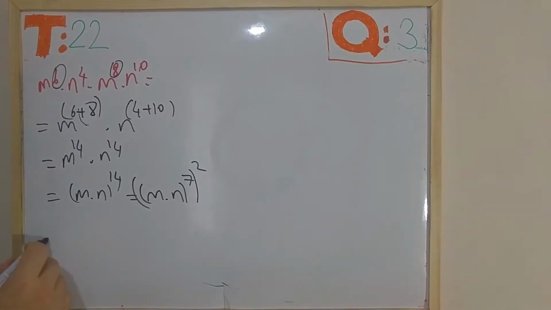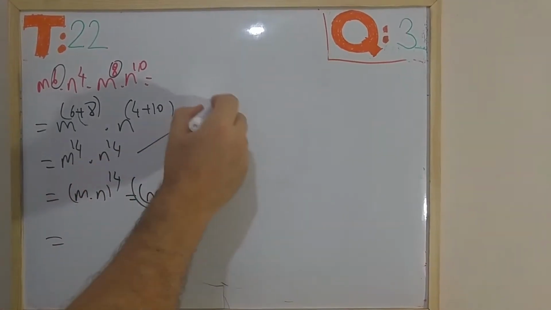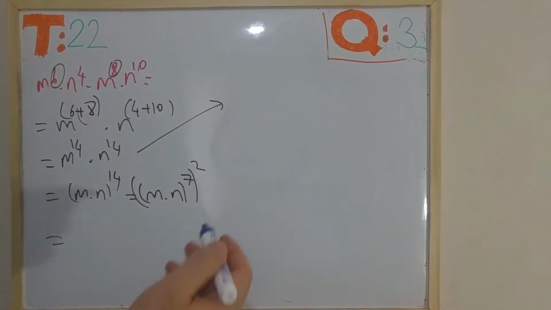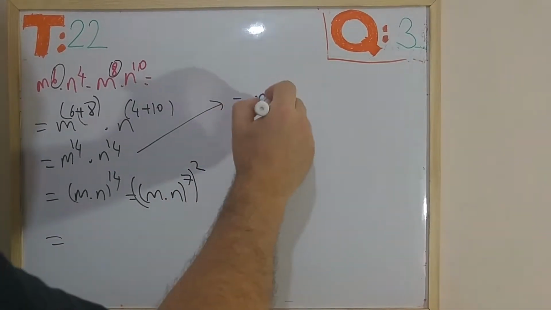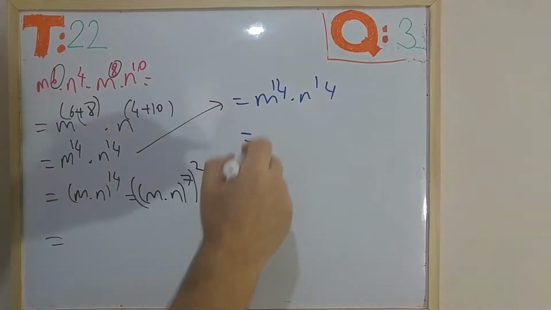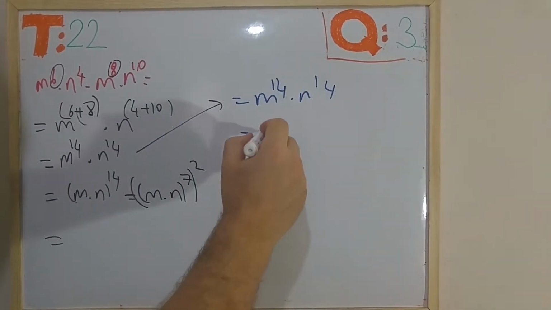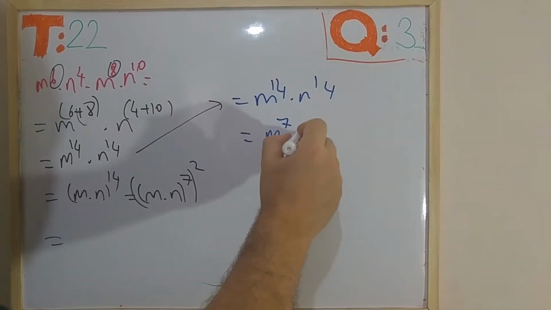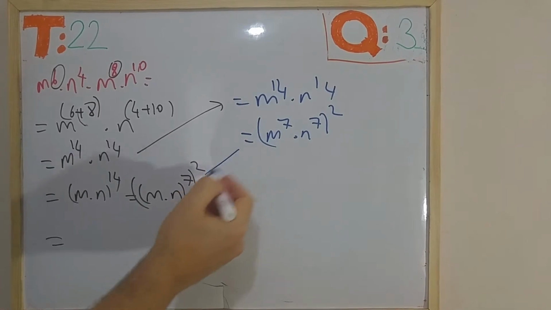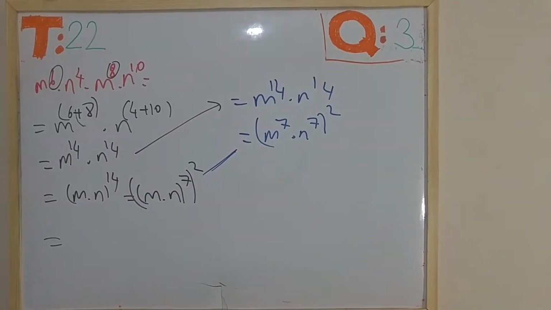You can even say this is equal to, you can get it from here, since I had not seen this answer in the solutions, you can say this is equal to m to the 14 times n to the 14, which is equal to m to the 7 times n to the 7 square. These are all equal to each other and identical.